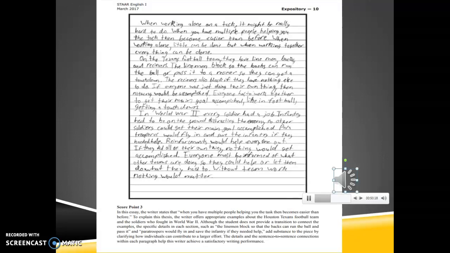In World War II, every soldier had a job. Infantry had to be on the ground distracting the enemy so other soldiers could get their main goal accomplished. Paratroopers would fly in and save the infantry if they needed help. Reinforcements would help everyone out. If they did all of their own thing, nothing would get accomplished. Everyone must be informed of what other teams are doing so they could help or let them do what they had to. Without teamwork, nothing would matter.